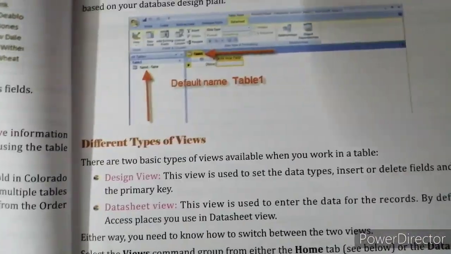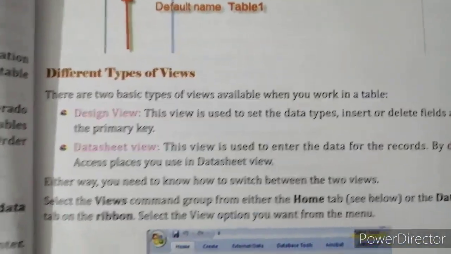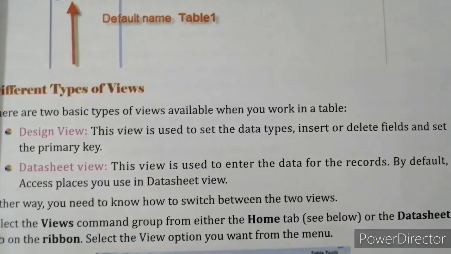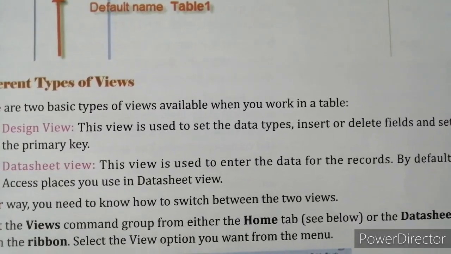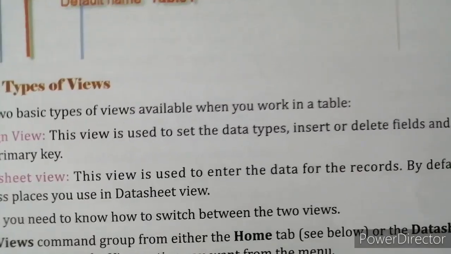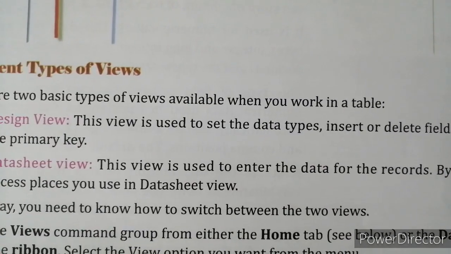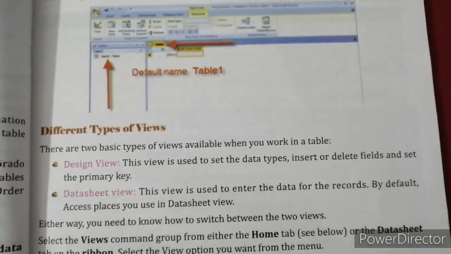So now the different types of views of a database. First is design view. This view is used to set data types. So what is the data about? Is it character data like ABC, or is it number data? So this view is used to set the data type, insert or delete fields, and set the primary key.